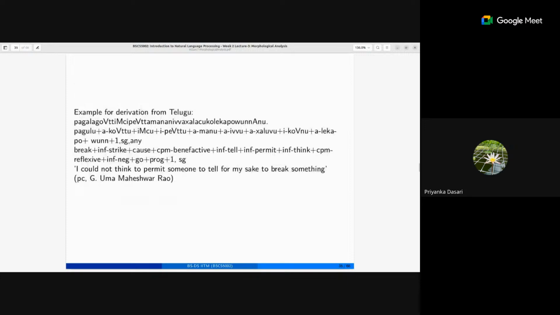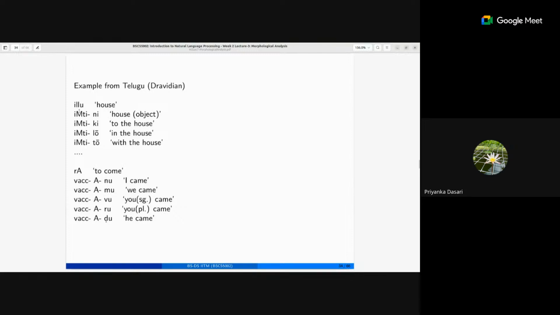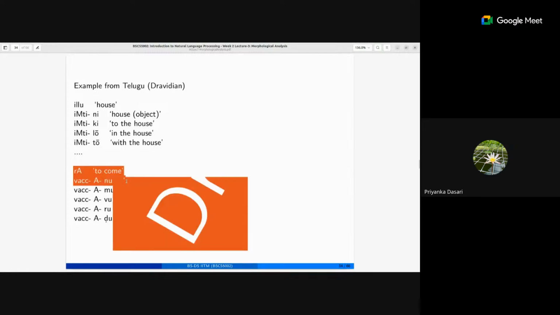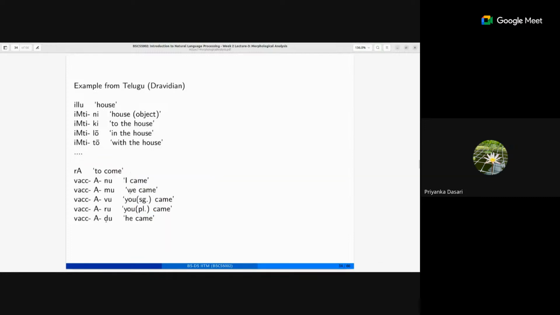And I'll tell you in the next example also. This is in case of noun, and in case of verb, ra is a verb, to come. This a is a past tense marker, plus nu, mu, wu, ru, do. These are first person, second person singular, third person singular and plural, and this was the third person masculine. So in this way, they are gluing together.